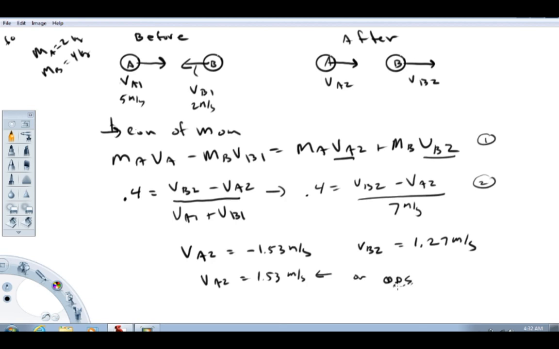So again, there's absolutely no problem with guessing a direction on a velocity vector, even if you guess wrong. In this case I did, and you still end up with the right answer.